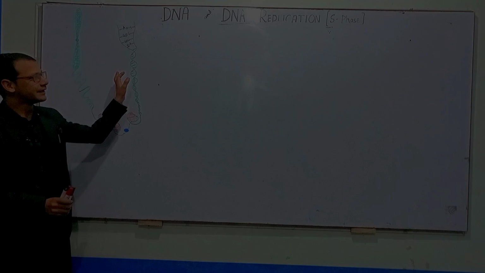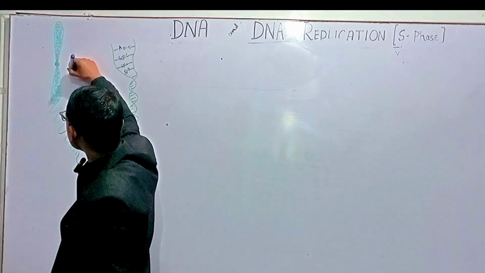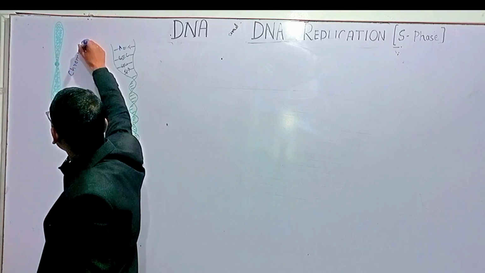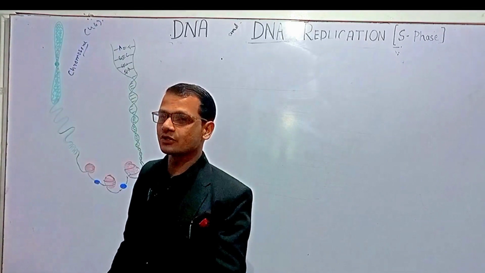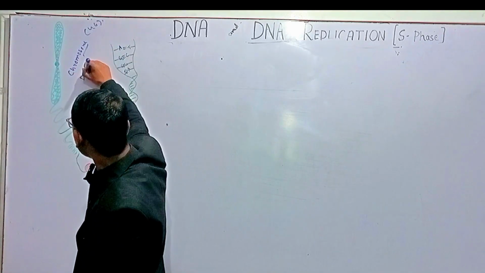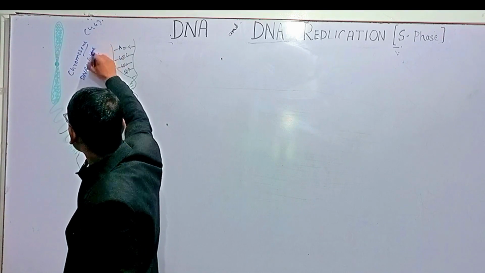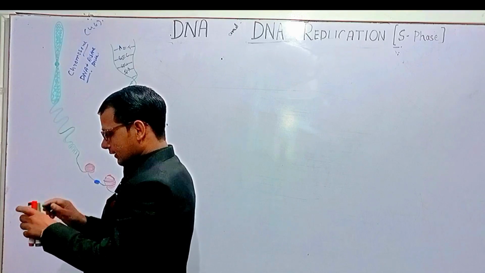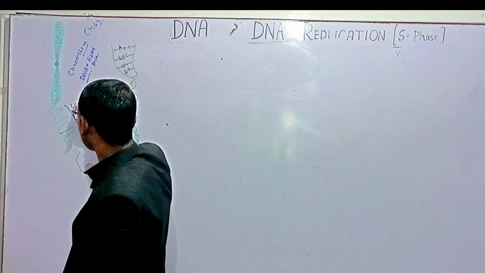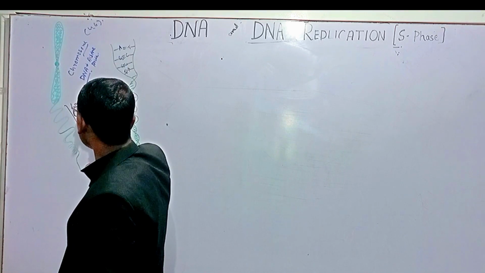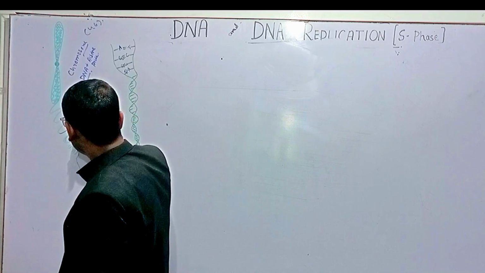Take the DNA. We have discussed this chromosome, and humans have 46 chromosomes. Each chromosome is made up of DNA and histone proteins, right? Tell the name of these fibers. Loopy continuous fibers. Tell the name of these.